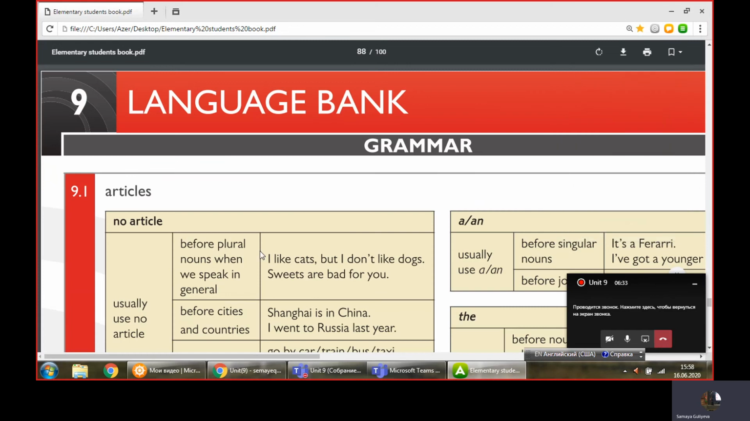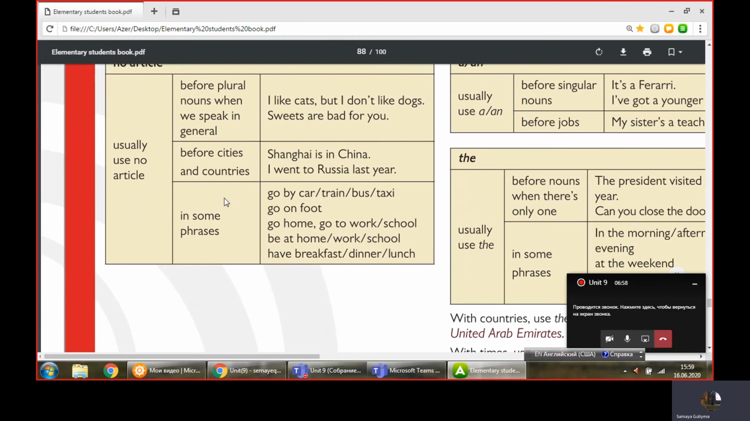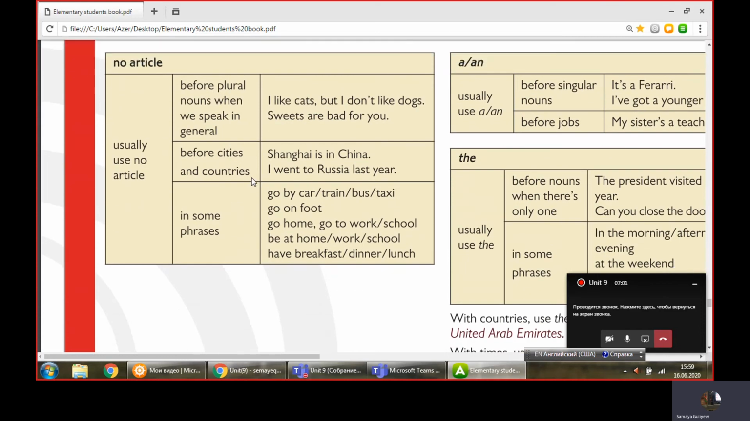So when do we use no article? Usually we use no article before plural nouns when we speak in general. For example, I love cats. Cats is used in plural and we don't use an article. But I don't like dogs. You see dogs, plural. Sweets are bad for you. Before cities and countries, we don't use an article. Shanghai is in China. You see, China, no article. I went to Russia last year.